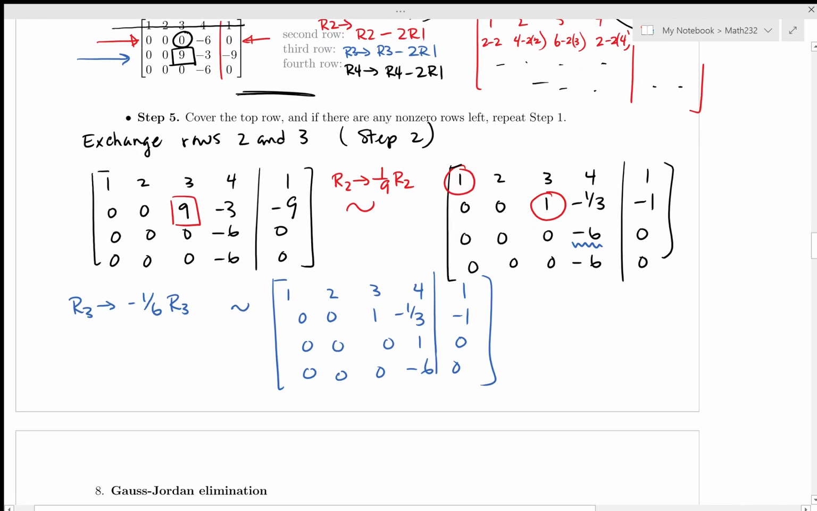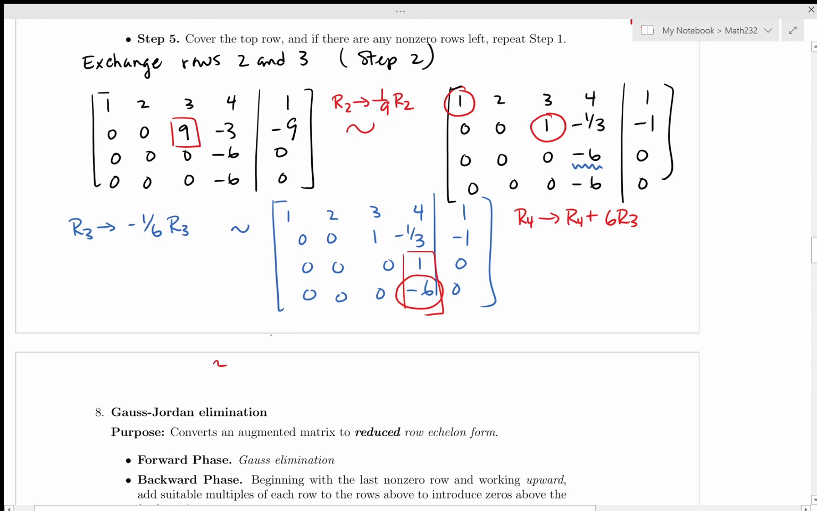Now what do I do? I am looking at this column right here, and I am wanting to make this here into a 0. Right? It is below that 1. So everything below that leading 1 has to be a 0. How do I do that? Well, I take R4 and I add 6. R4 is going to be changed into R4 plus 6R3.